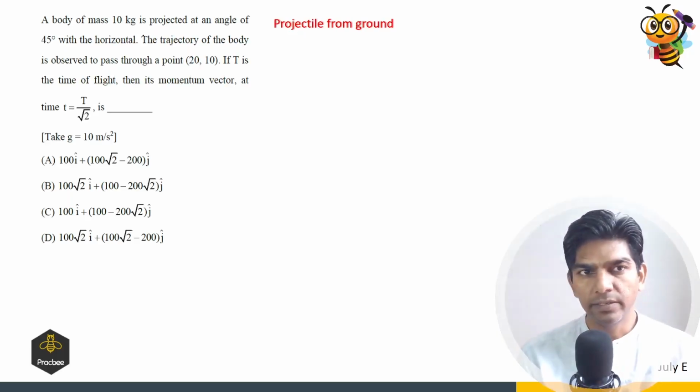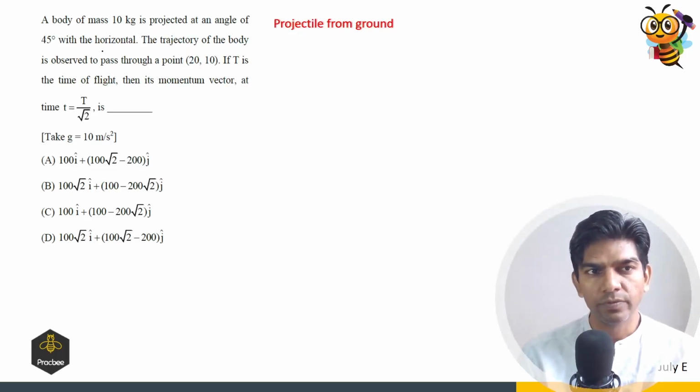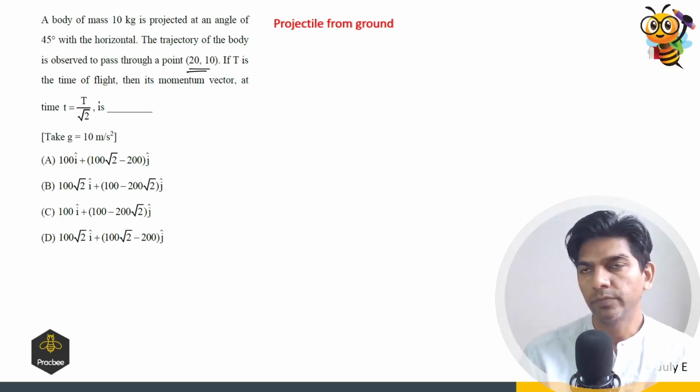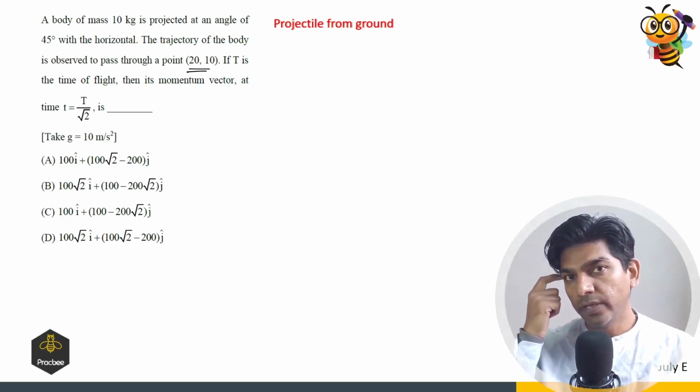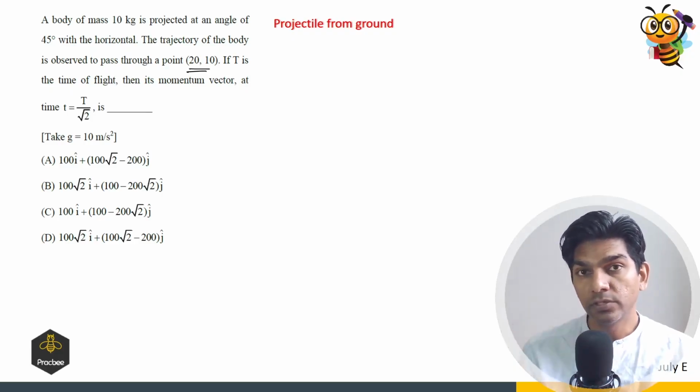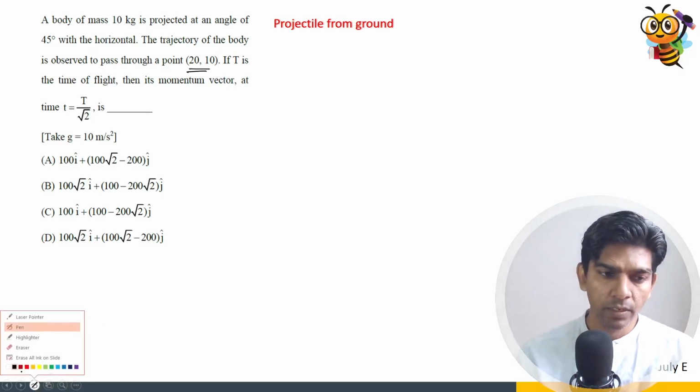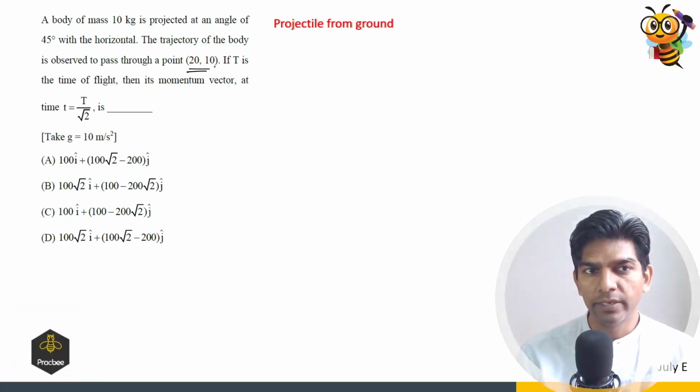A body of mass 10 kg is projected at an angle of 45 degree with the horizontal. The trajectory of the body is observed to pass through the point (20, 10). If T is the time of flight, then its momentum vector at time t equals T by root 2. So if we want to find the momentum, we need to find the velocity, right? So once we know the velocity, we can multiply that with mass, we'll get the momentum vector. And it is passing through (20, 10).